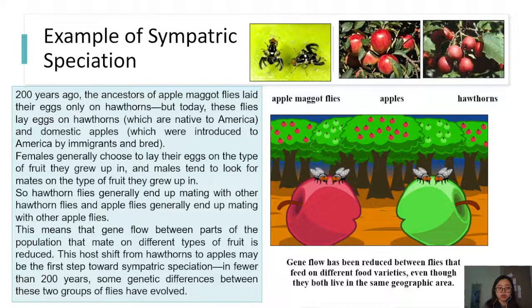In fewer than 200 years, some genetic differences between these 2 groups of flies have evolved. Meaning, in less than 200 years, because these flies prefer to choose their mates based on the type of fruits they grew up in, although they are living in the same area, they become reproductively isolated from each other. Okay, so this is an example of sympatric speciation. Same area, but become 2 new species.